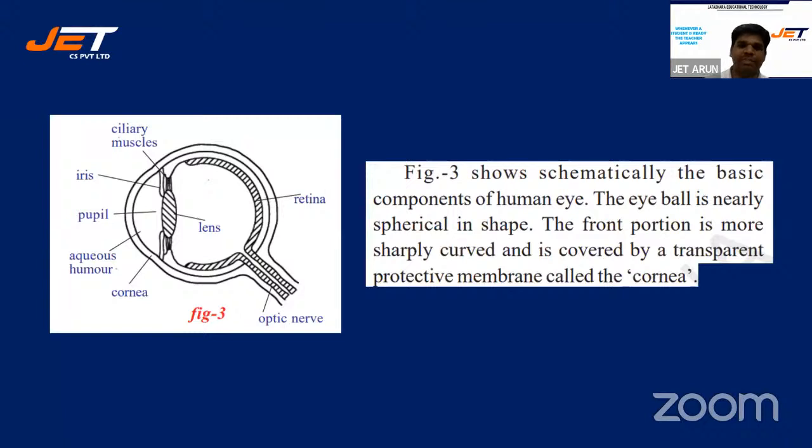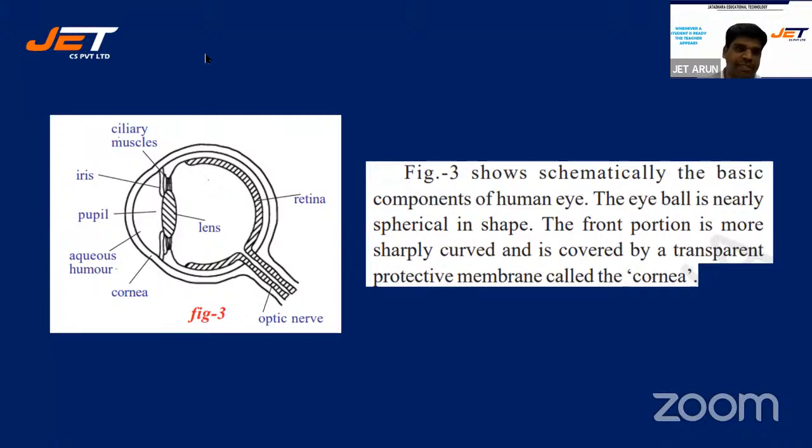Here, students, there are some important points I've again highlighted, which I want you to remember. Take a notebook and your textbook, and highlight in your textbook the points which I'm showing on the screen. So here is a schematic of a human eye, which is almost spherical in shape. But the front portion of this is more sharply curved and is covered by a transparent protective membrane called the cornea.